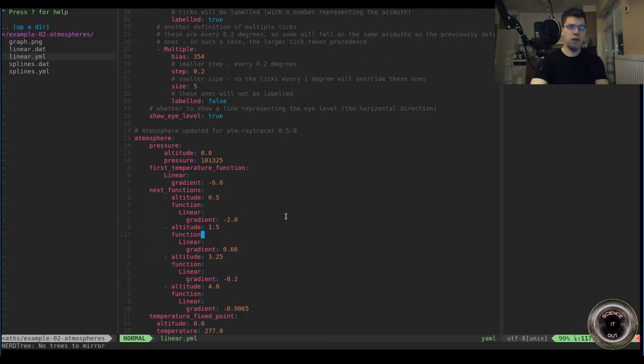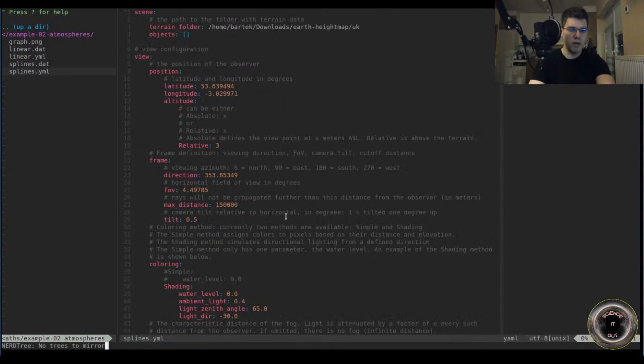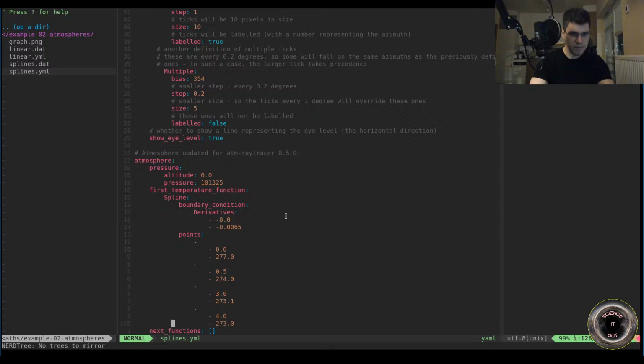So I basically defined a layer of 4 meters of air that has some weird things happening to the gradient of temperature, and then from 4 meters onward, it's a standard atmosphere. So that's if you use only the linear functions, and only the linear functions were available up to a point, but now it's also possible to do it with splines. And defining stuff with splines works in a bit of a different way.